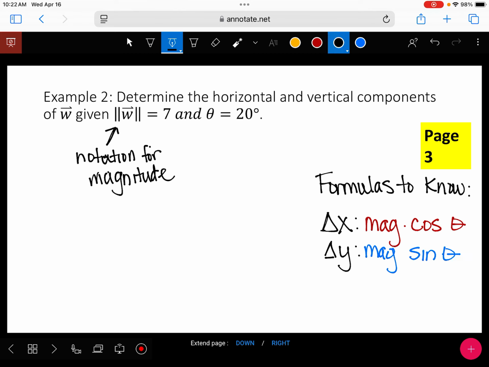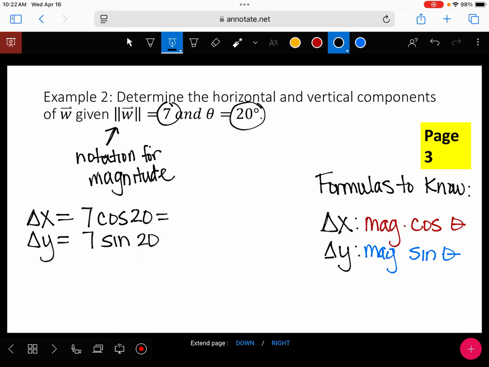So let's go ahead and find our components. So delta x, 7 is my magnitude and 20 is my direction. So I'm going to type in my calculator 7 cosine 20. See what you get. And then for delta y, we're typing in 7 sine 20. And we will just go out to the thousandths place for both. I'm going to verify what I got before. 7 cosine 20, 7 sine 20. All right, yep, I got the right answer.